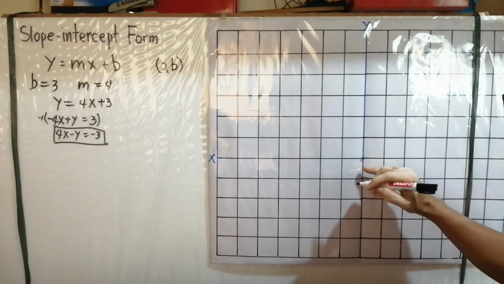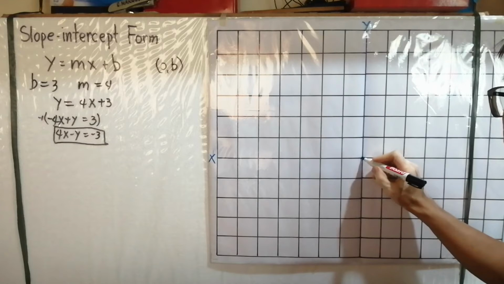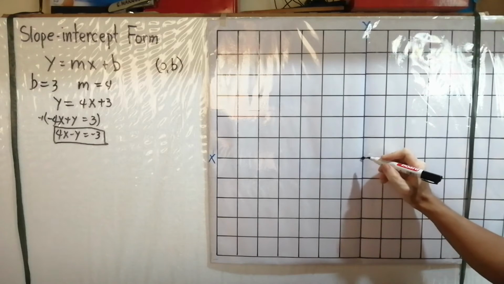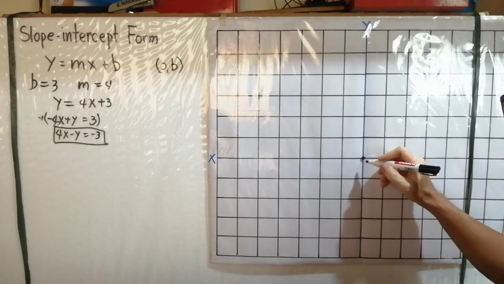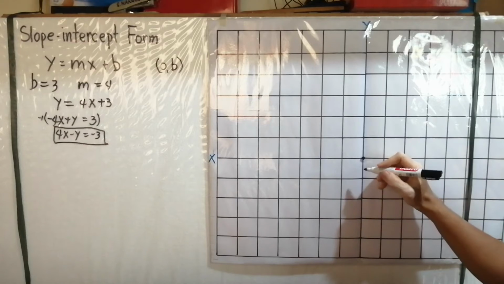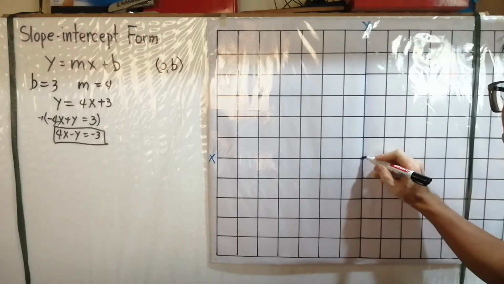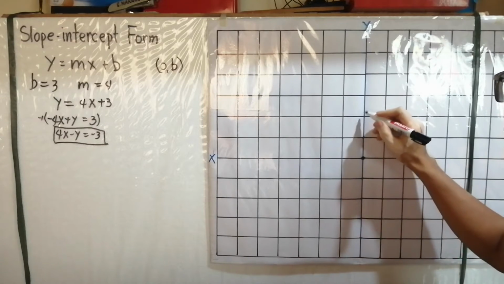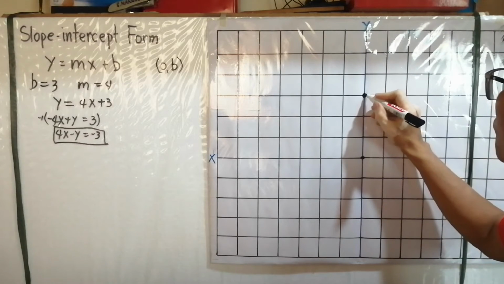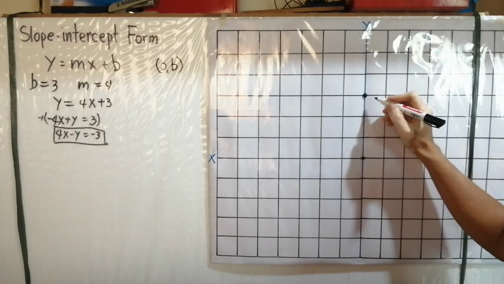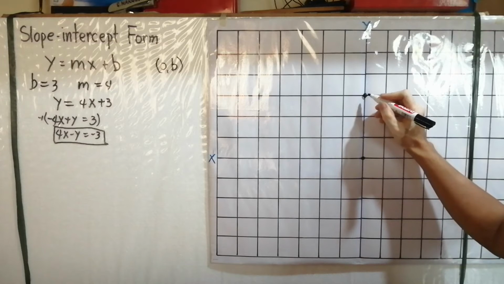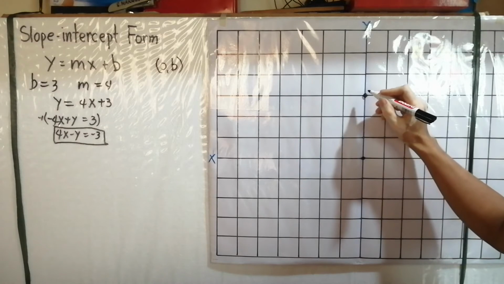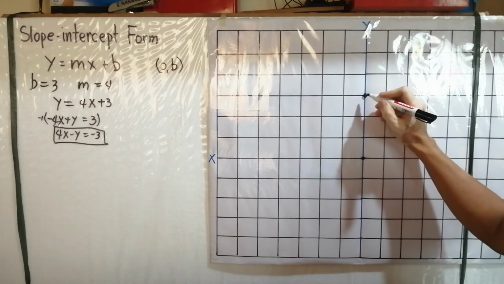If it is positive from the origin, you are going up. When it is negative, you are going down. So 3 is positive, so you count 3: 1, 2, 3. So establish that as your first point. And from here, use the slope. Okay, the slope is 4. That is the same as 4 over 1.